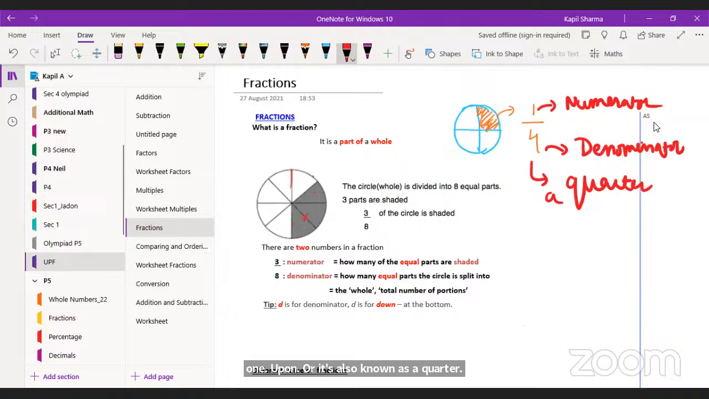So a fraction is a part of a whole. Similarly, here you can see there is a circle divided into 8 equal parts, and 3 of these parts are shaded. So now we are referring to these 3. So it's like 3 out of 8. 3 is at the top, 8 is at the bottom. So 3 is your numerator, 8 is the denominator.